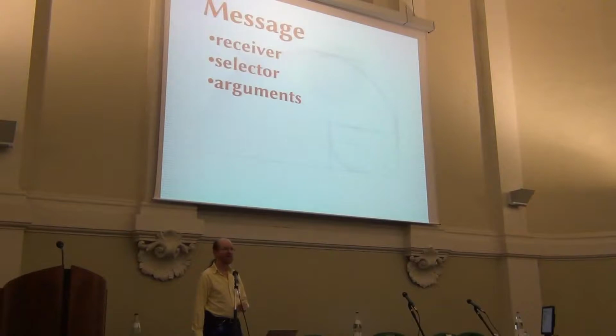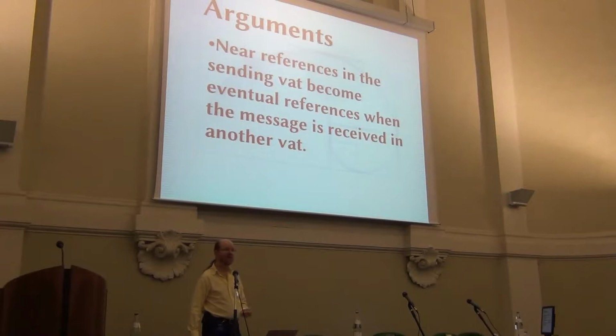Now, there are several parts to any message. A message always has a receiver, a message always has a selector, and a message always has arguments. Zero is one of the possible numbers of arguments, but it's zero or more. So the way we handle arguments is that if the argument, when you sent the message, was a near reference into your own vat, then when you send it across to a different vat, it has to become an eventual reference to that object in the vat where you're coming from. Because you can't have a near reference go across vats.